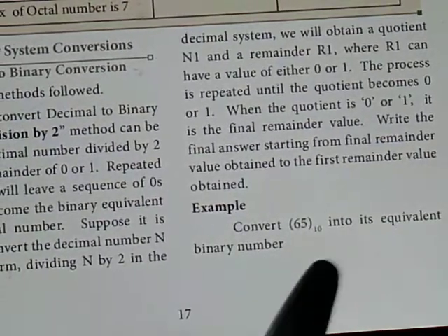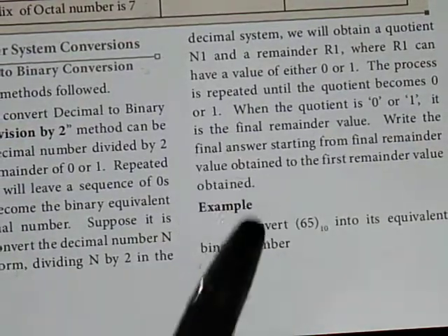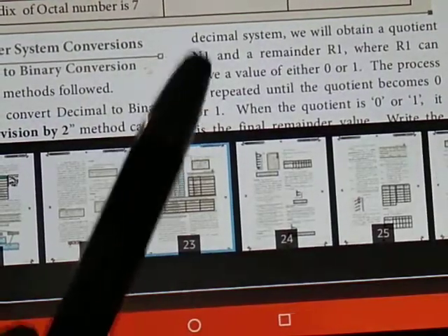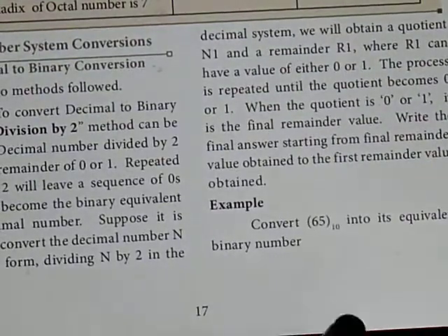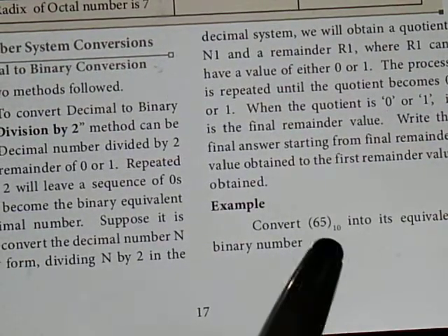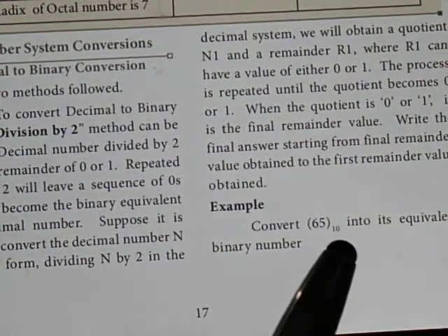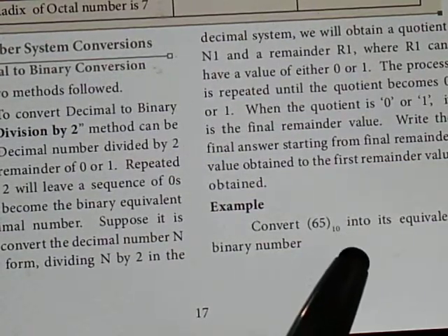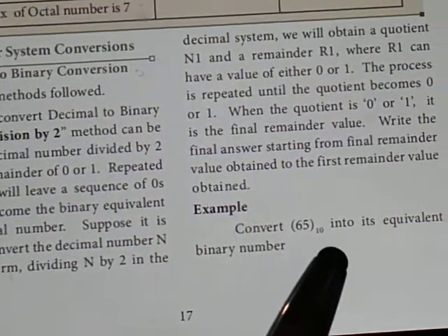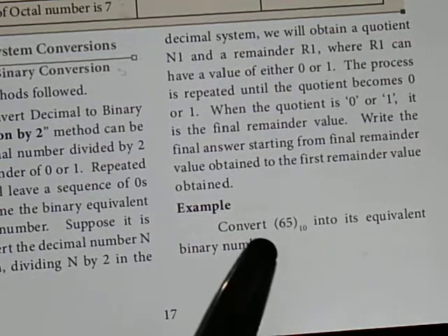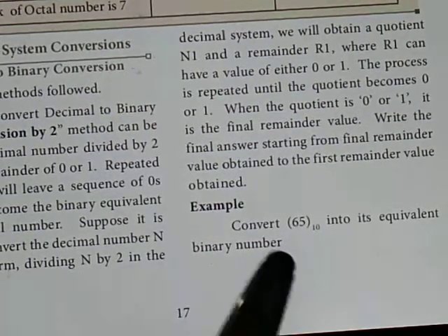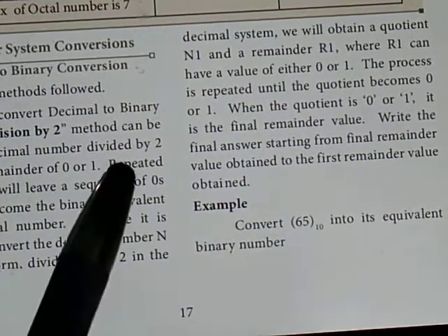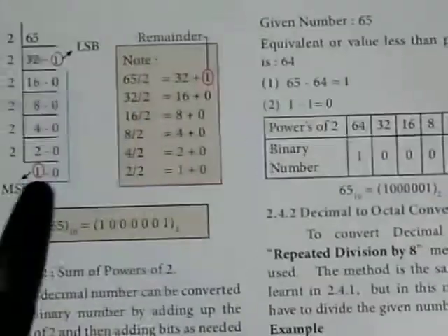So we will see one example. Convert 65 into its equivalent binary number. 65 is a decimal number. How will we identify that this is a decimal number? Because the base 10 is given, that is called the radix or base value. Already we have seen this. So 65 is a decimal number, and we are going to convert it into a binary number.